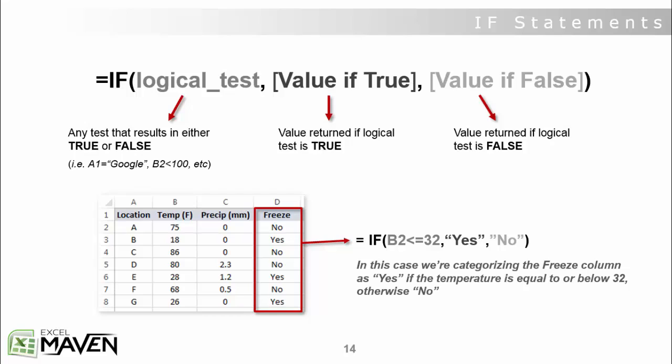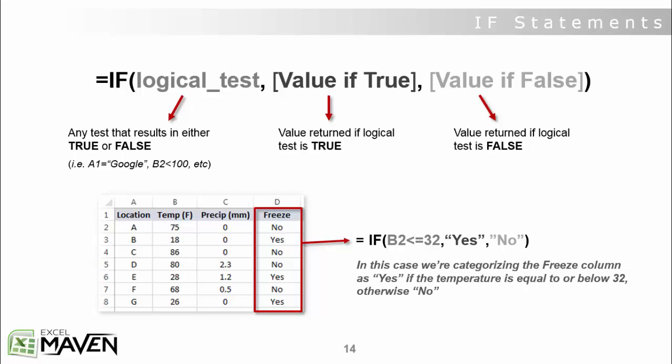So you could test that the value of A1 equals Google, or that the numerical value in B2 is less than 100. You could also incorporate more complicated formulas here. You could say if the max value in column A is between 25 and 30, and so on and so forth. It's literally an infinite number of tests you could put here.